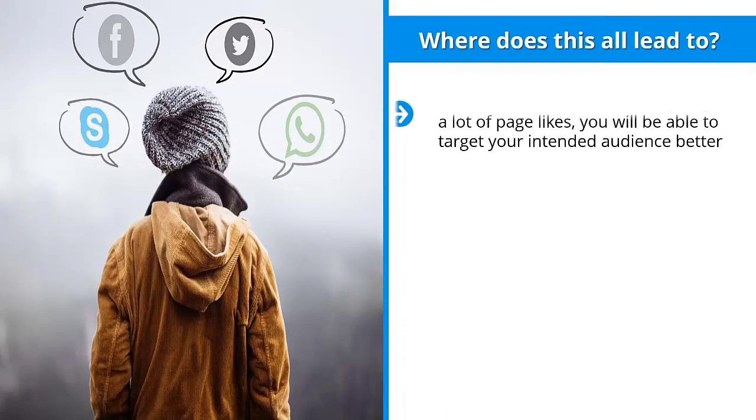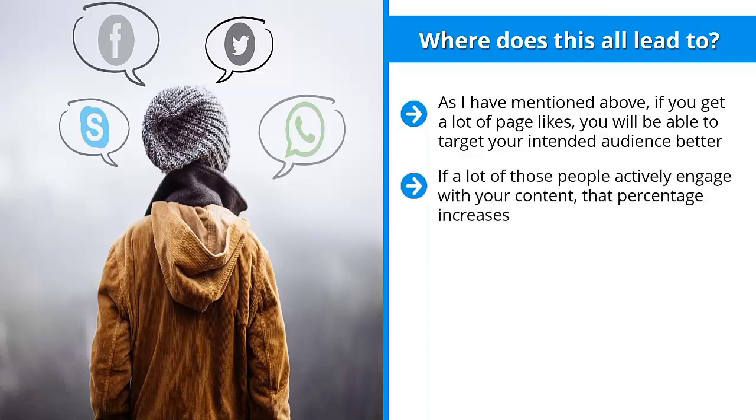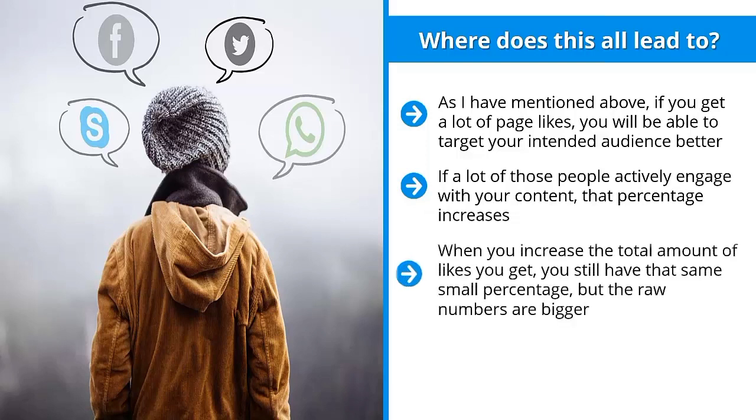Where does all this lead to? As I have mentioned above, if you get a lot of page likes, you will be able to target your intended audience better. In addition to that, you may be able to increase your reach because the more people that like your page, the bigger your base visibility becomes. If a lot of those people actively engage with your content, that percentage increases, but you're still dealing with the reality that your content will only reach a fairly small percentage of the people who have expressed interest in your content. When you increase the total amount of likes you get, you still have that same small percentage, but the raw numbers are bigger. Believe me, 10% of 100 is definitely going to be smaller than 10% of 100,000. Which position would you rather be in?